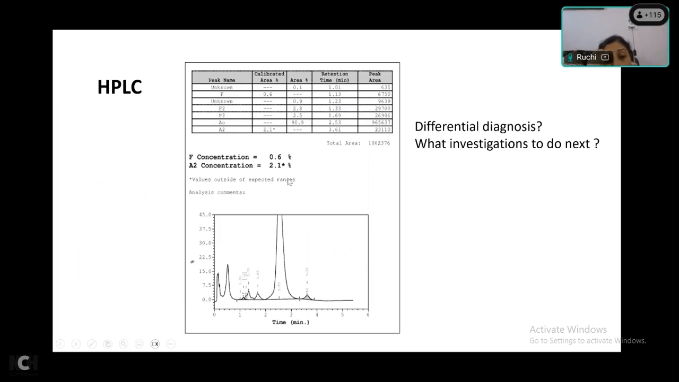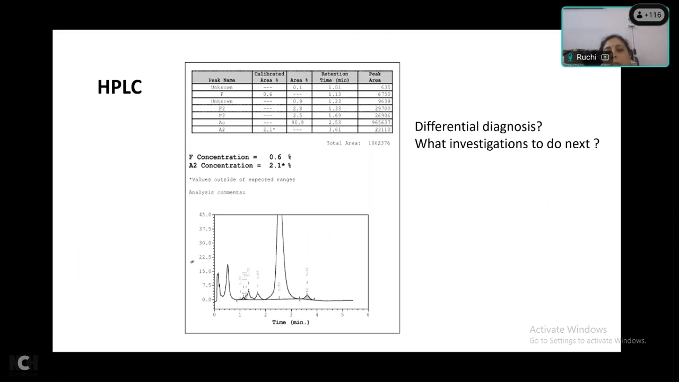What is the normal cutoff for A2? 2 to 3.5. 2.1 is, I would say, on the lower end of the spectrum. So when I have these pre-integration peaks and I have an A2 on the lower end of the spectrum, I should start thinking of HbH. Very good. Alpha thalassemia. Alpha thalassemia, right? So HbH.